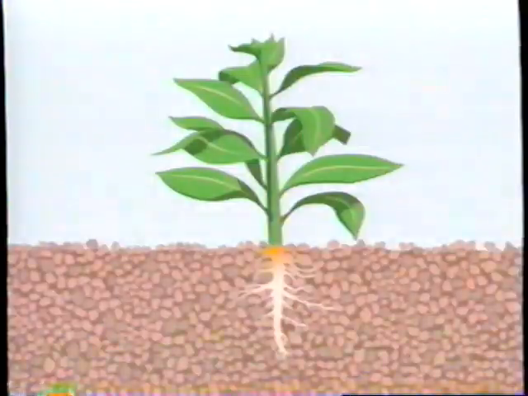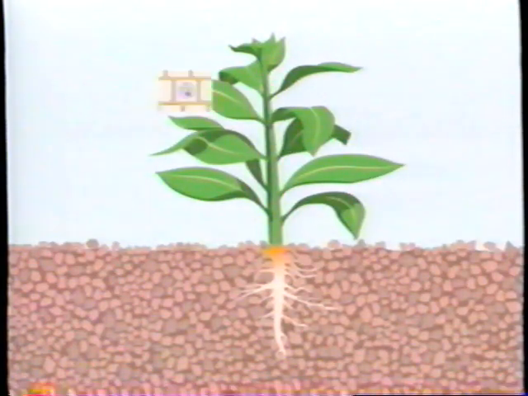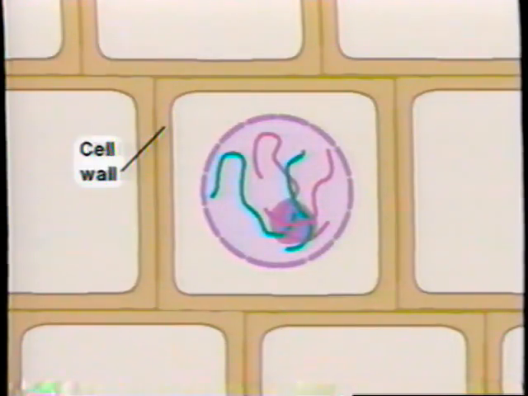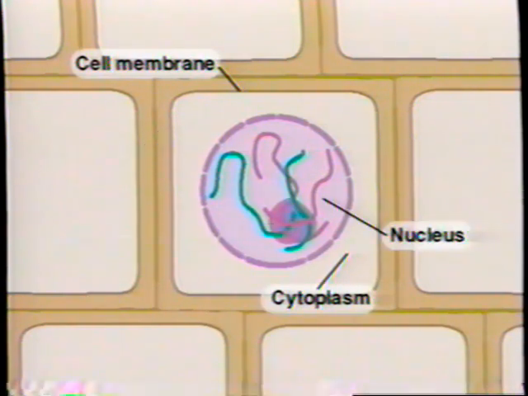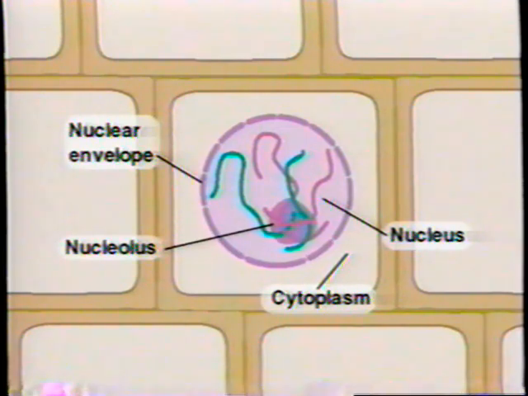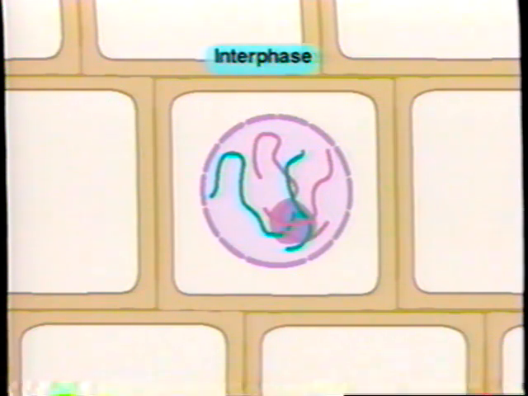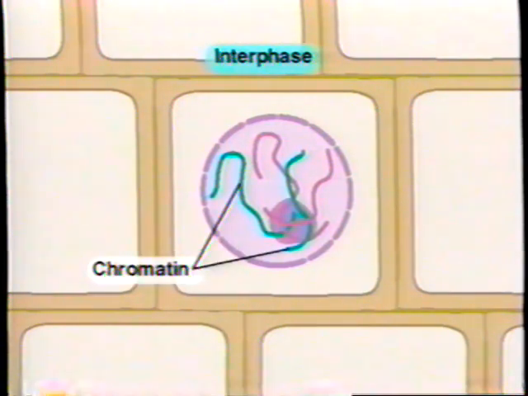Dividing cells can be found in the growing leaves, roots, and stems of plants. Several important features of a plant cell are the cell wall, cell membrane, cytoplasm, nucleus, nucleolus, and nuclear envelope. Most of the time in its life cycle, a cell is in interphase, the phase between successive mitotic divisions. During this time, the DNA is dispersed within the nucleus in the form of delicate thread-like strands called chromatin. The DNA replicates toward the end of interphase as the cell prepares to divide.